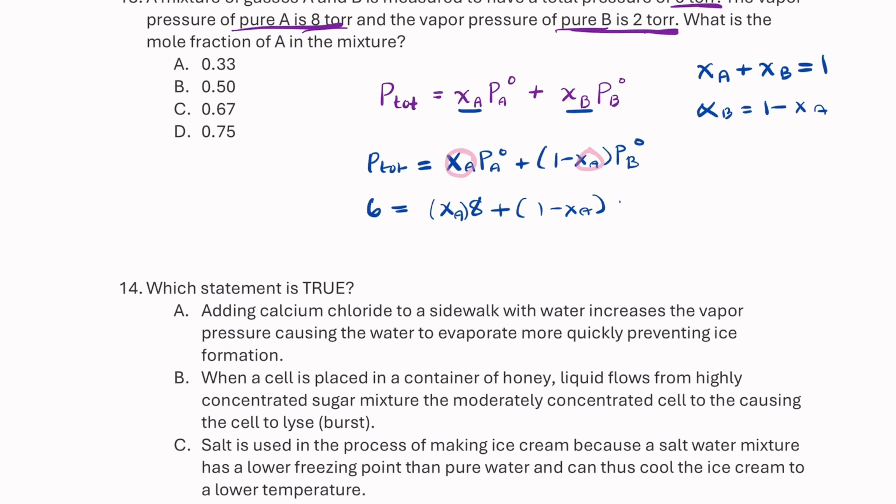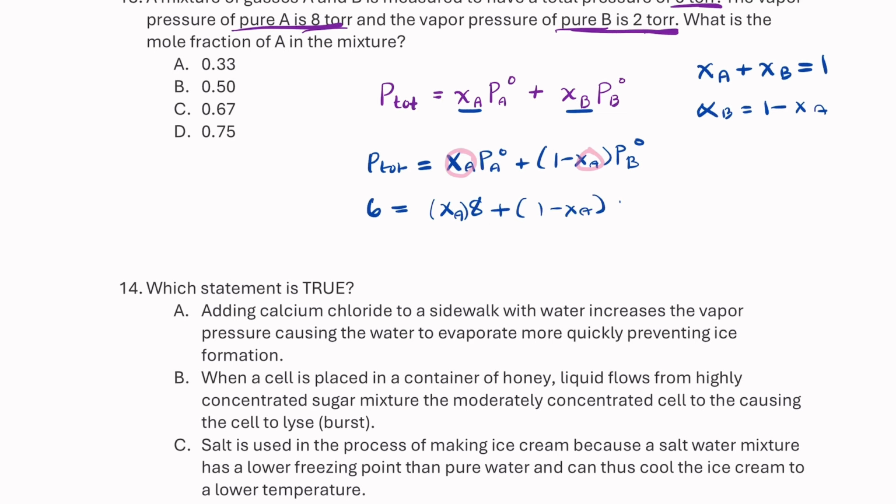We're going to subtract 2 from both sides. 6 minus 2 equals 4, and 4 equals 6XA. Then we're going to divide by 6, and we're going to get that XA equals 4/6. That simplifies to 2/3, which is about 0.67.